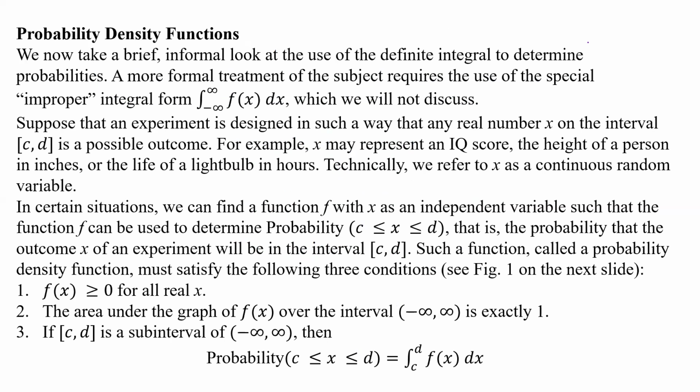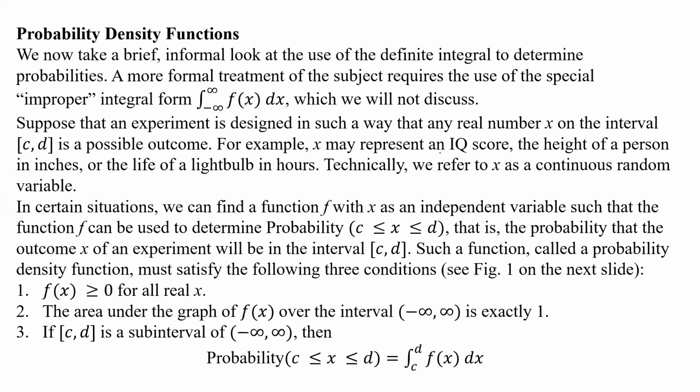So we're going to take a brief informal look at the use of definite integrals to determine probabilities. Now, a more formal treatment of the subject requires use of special improper integrals going from negative infinity to positive infinity of f of x dx, and we're not going to discuss that. But we're going to look at an experiment where it's designed such that a real number x on the interval from c to d is a possible outcome.